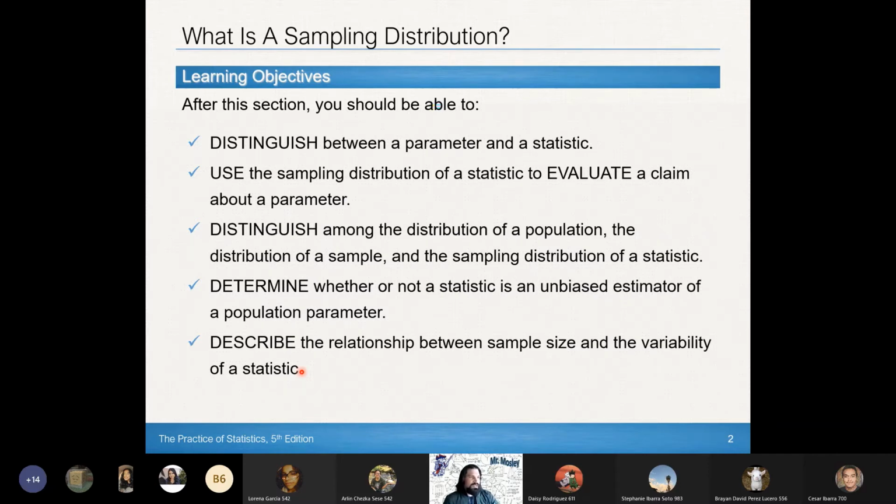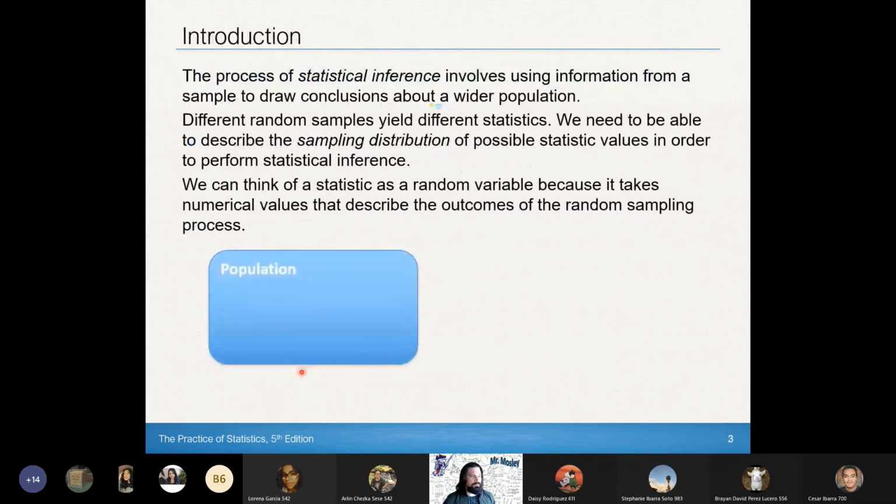If this doesn't make sense yet, that's fine. That's why we're learning it today. So first, the process of statistical inference, which is why we're starting this chapter. Inference involves using information from a sample to draw conclusions about a wider population, which is something we touched on in the very first chapter we did, chapter 4, about sampling. How to take a sample.